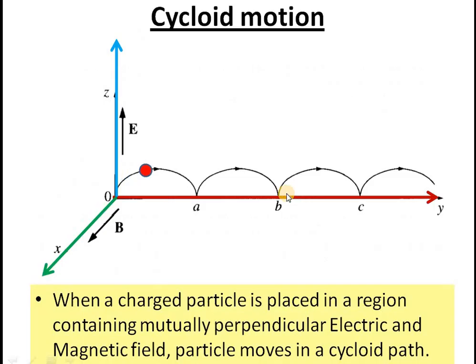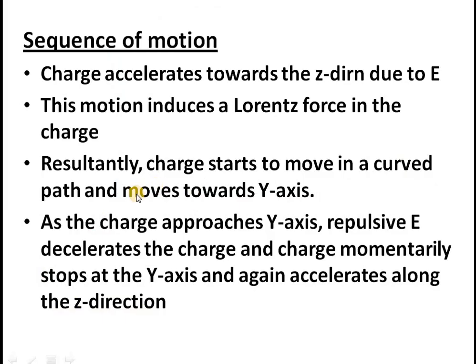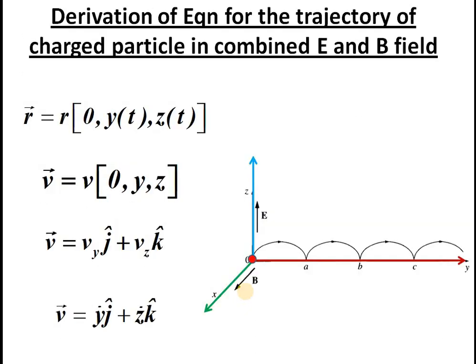So it moves towards the y-axis, and we have seen it reaches the point A. As the charge approaches the y-axis, there is a repulsive deceleration, an opposing force. So the charge, for a moment, stops at the y-axis. When it stops, again it accelerates along the z direction due to the presence of the electric field. So this process is going on. That is the summary of this description.